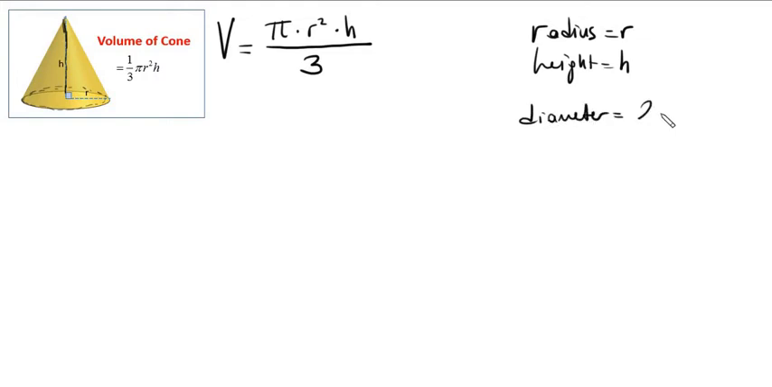is always 2 times radius. Let's not forget this. Diameter is always 2 times radius. In order to find the radius, we need to divide diameter by 2. So D for diameter, D divided by 2 is going to give us the radius. So let's get started and solve a few problems.